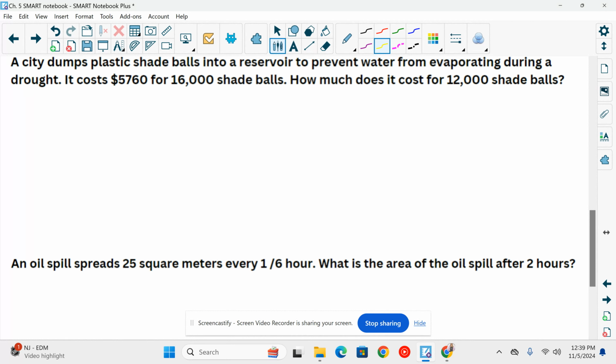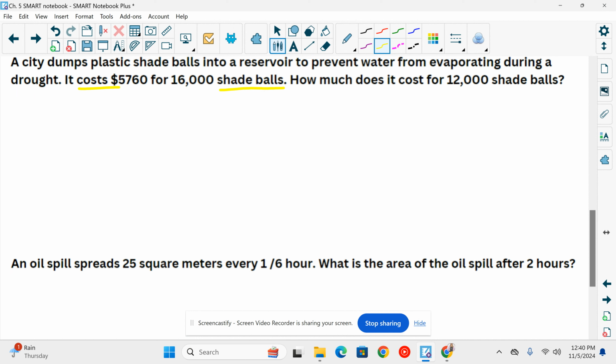Okay, do we have ratios? What's the definition of a ratio? Go back to the first page of your notes. Very first page, at the very front. It tells you. Alright, a ratio is a comparison of two quantities or two things. Are we comparing two things here? Do we have two different things assigned a number? Yeah. I have money, cost, and I have the shade balls.